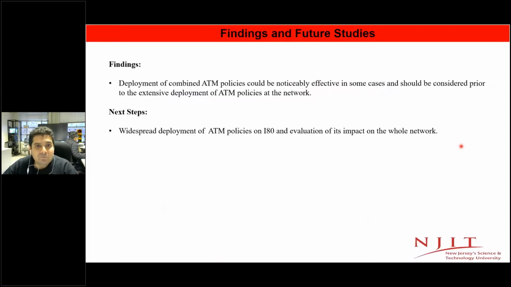What we found from this stage of our work was that deployment of combined ATM policies could be noticeably effective in some cases and should be considered prior to extensive deployment of ATM policies at the network. And our next step of this study is to have a widespread deployment of ATM policies on IAT and evaluate its impact on the whole network and on adjacent roadways, especially US roadways, which are US 46 and US 15.